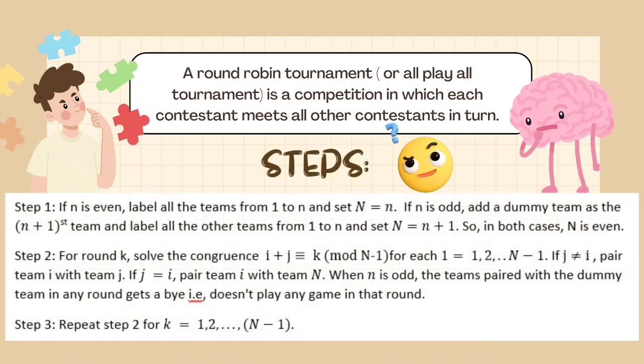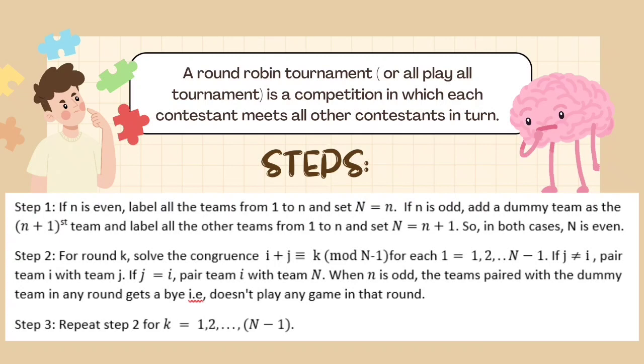Now let's proceed to the steps to schedule a round-robin tournament for n teams using congruence. Step 1. If n is even, label all the teams from 1 to n and set N equal to n. So small letter n represents the number of teams, whether it is even or odd, while the capital letter N represents the total number of teams. Next, if n is odd, add a dummy team as team n plus 1, label all the other teams from 1 to n, and set N equal to n plus 1. So in both cases, N is even.